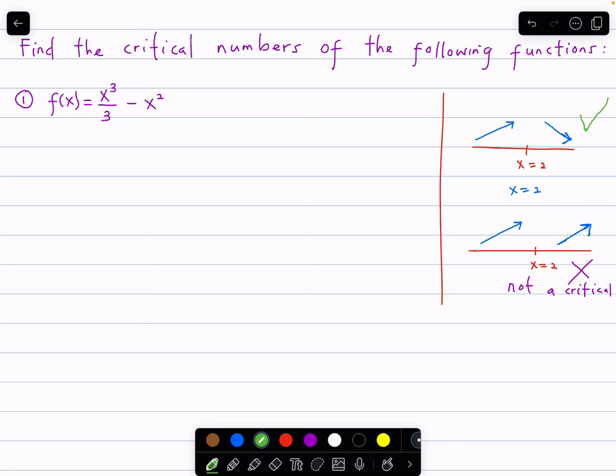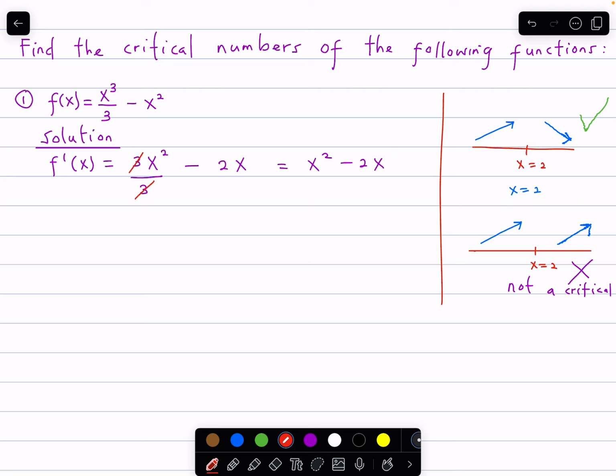minus x squared. So let me write the solution. The first thing we want to do is find the first derivative of that function. The first derivative, f prime of x, is going to be 3, bring down the power, then subtract 1 from the power. If you subtract 1 from 3, you get 2. Then you bring down the power for the x squared, which is 2, and then you subtract 1 from the power. 2 minus 1 is equal to 1. So if I simplify, this is just going to be x squared minus 2x, because the 3 and this 3 are going to cancel out.